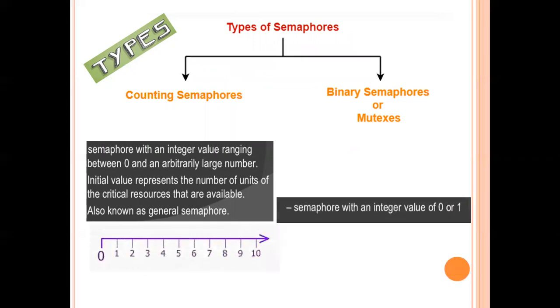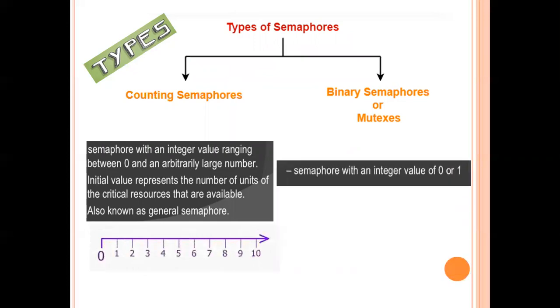Number line. Now in binary semaphores, the values are integers and the domain is fixed, that is 0 or 1. Either 0 or 1 can be used in binary semaphores, while in counting semaphores, 2 can be used, 3 can be used, any integer value can be used.